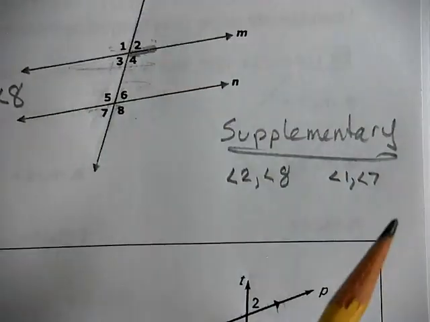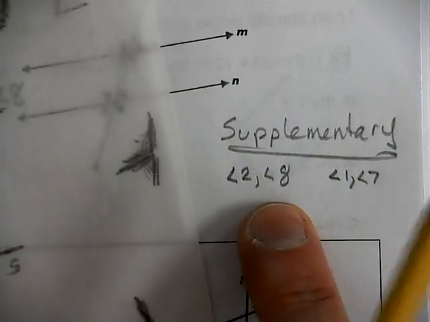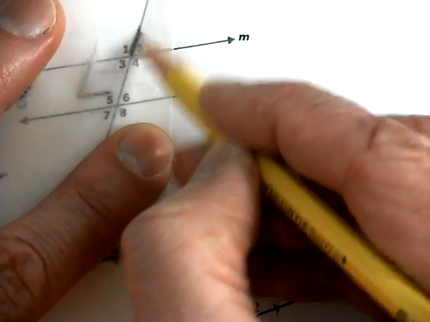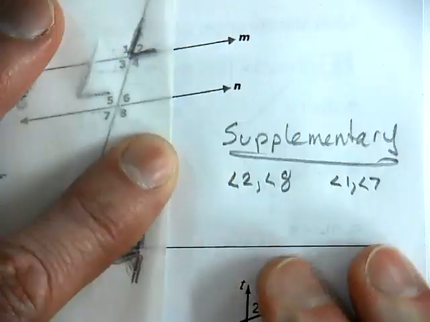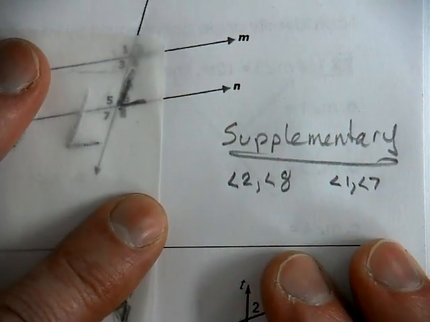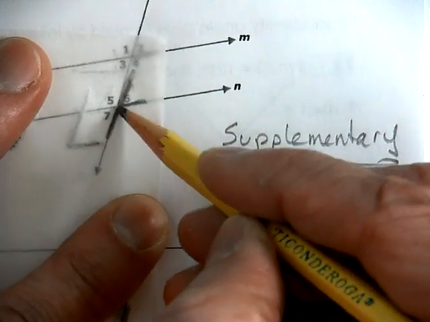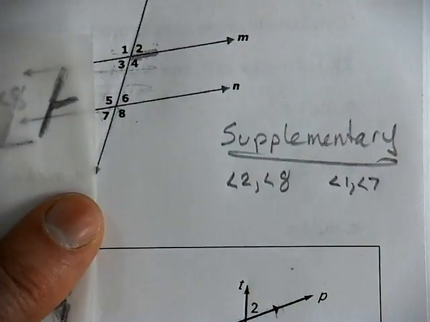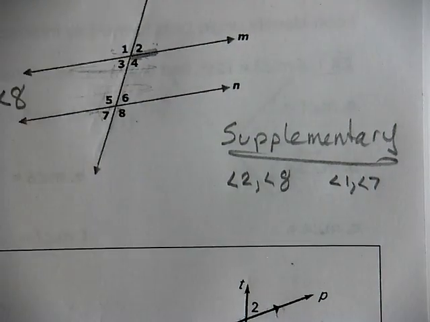We know that 2 and 8. Let's go ahead and show you that. We've talked about 2 and 8 already. There's 2. If I slide down here and pair it up, and 8, you see it has that straight line. They make 180. What's another pair?